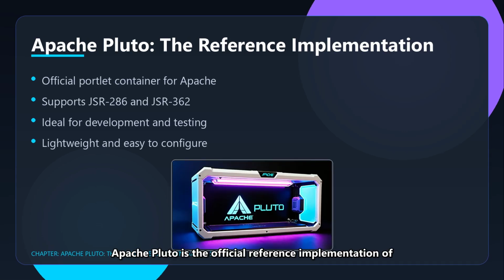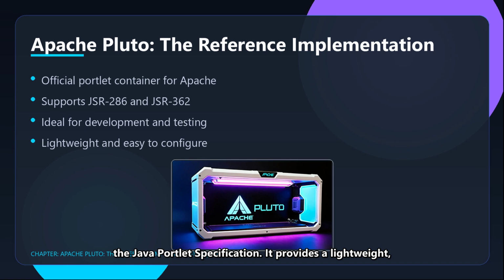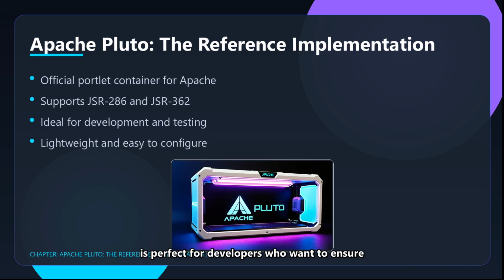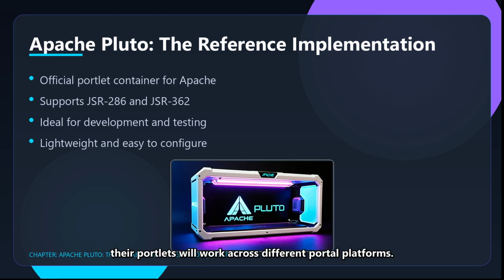Apache Pluto is the official reference implementation of the Java portlet specification. It provides a lightweight, standards-compliant environment for developing and testing portlets. Pluto is perfect for developers who want to ensure their portlets will work across different portal platforms.